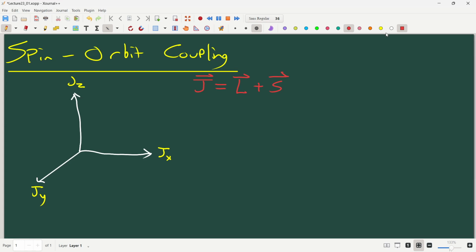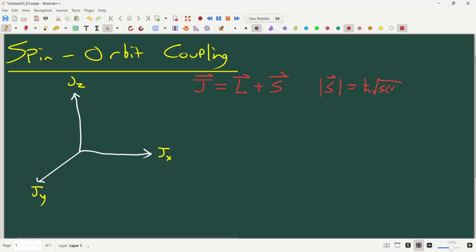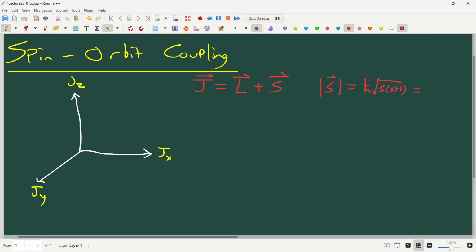And S, of course, always has a fixed length. The length of S is always ħ times the square root of S(S+1). And S for the electron is 1/2, so that's 1/2 times 3/2, which is 3/4. That's the square root of 3 over 2 ħ.